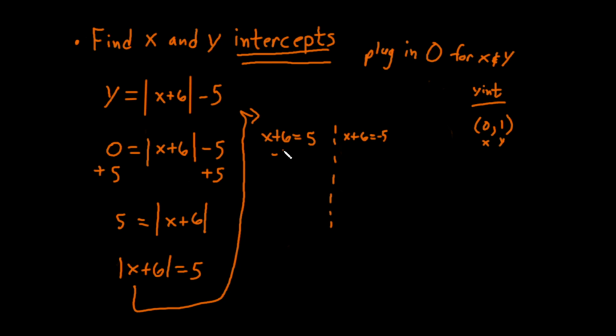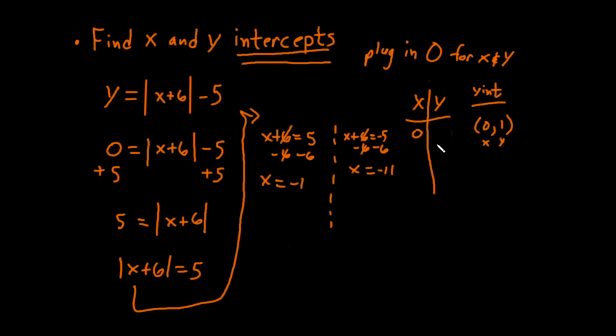So let's subtract the 6 from both sides. We get x is equal to -1, right? So we're done with that one. So there's your first x-intercept, -1. And over here, we're going to solve for this guy. So x is equal to -5 minus 6 more is -11. So we are done.